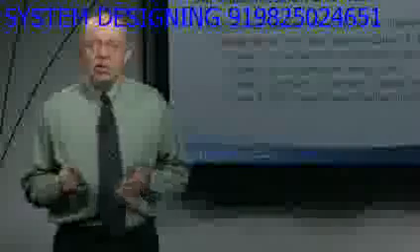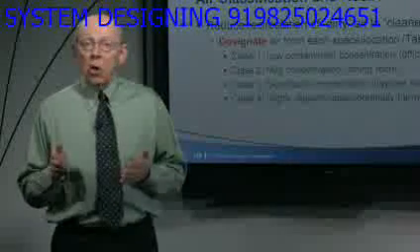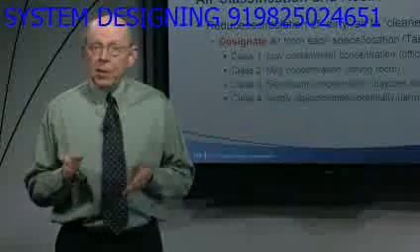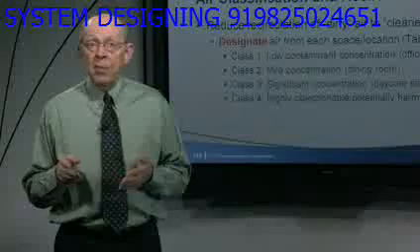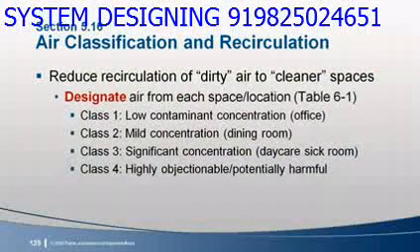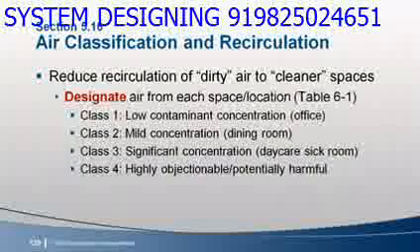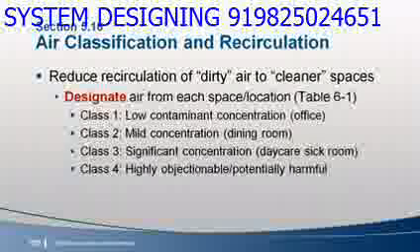Section 516 addresses classes of air. Air from different zones or locations within the building must be designated according to the expected level or type of contaminants in it. The standard identifies 4 air classifications ranging from air with low contaminant concentration to air with highly objectionable or potentially harmful contaminants. Air classifications are listed for each occupancy category in Table 6.1.